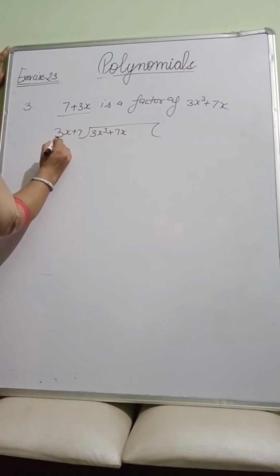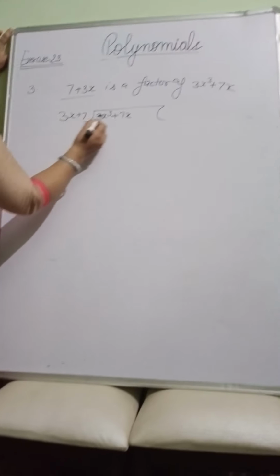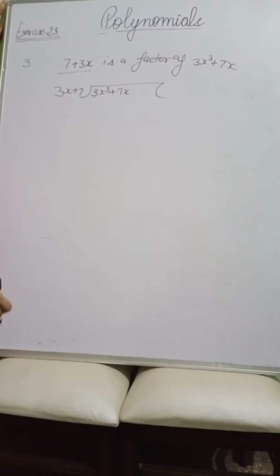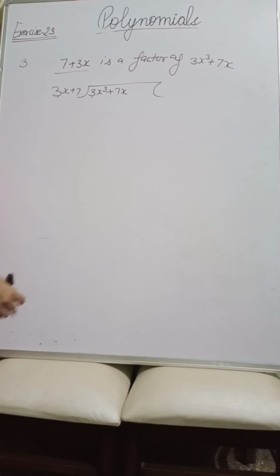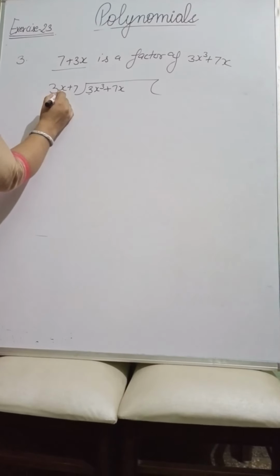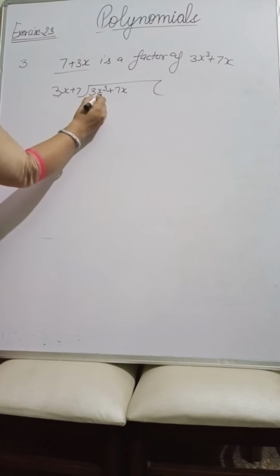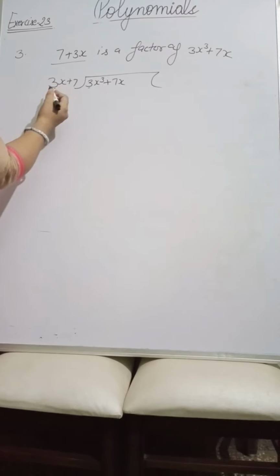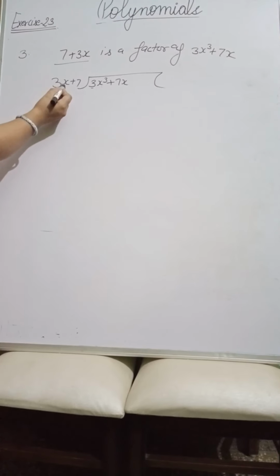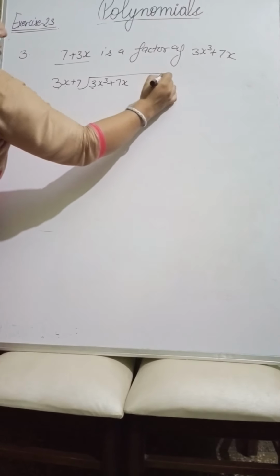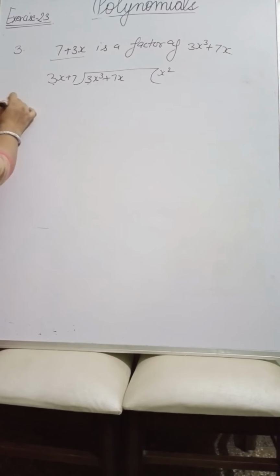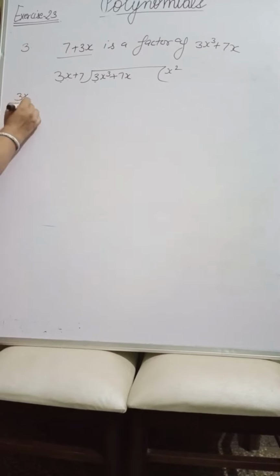So first of all, compare the coefficient of x cube. This is 3 and this is also 3, so we need not take any constant. Again, this is x and this is x cube. We have to make this power equal to 3, which means we will multiply this term by x square. So by multiplying this with x square, what will you get, students?